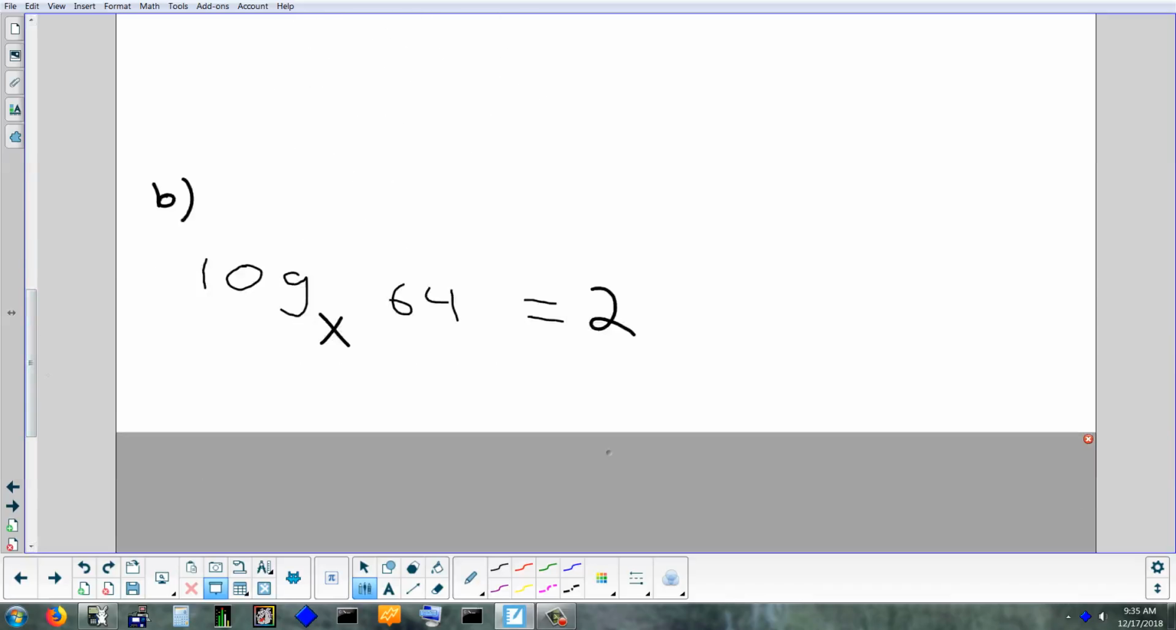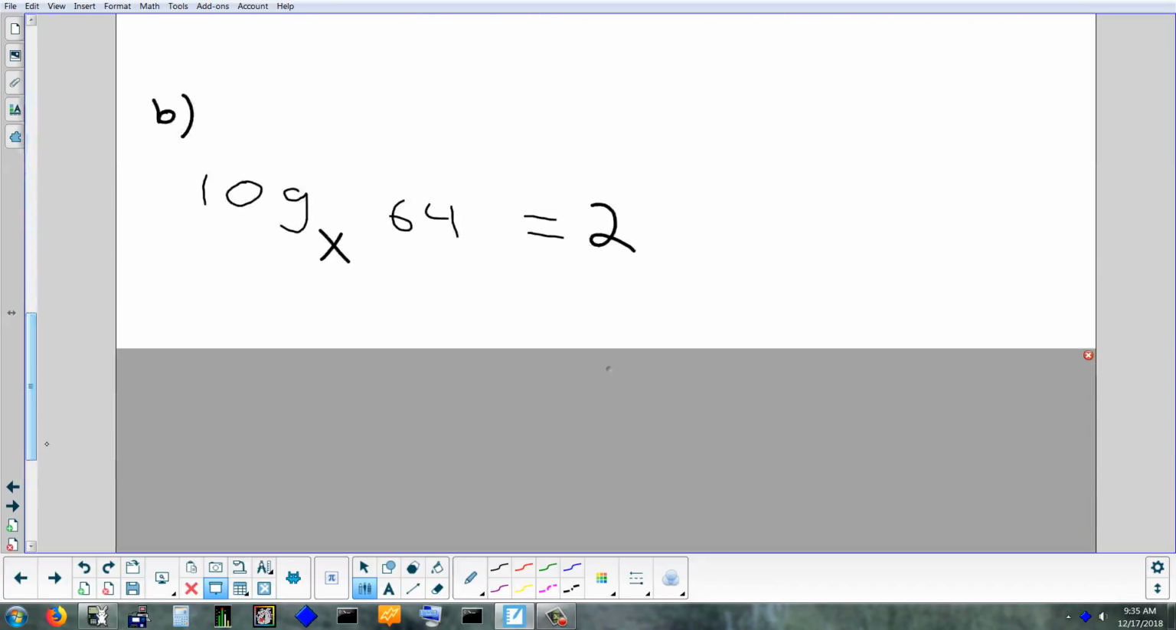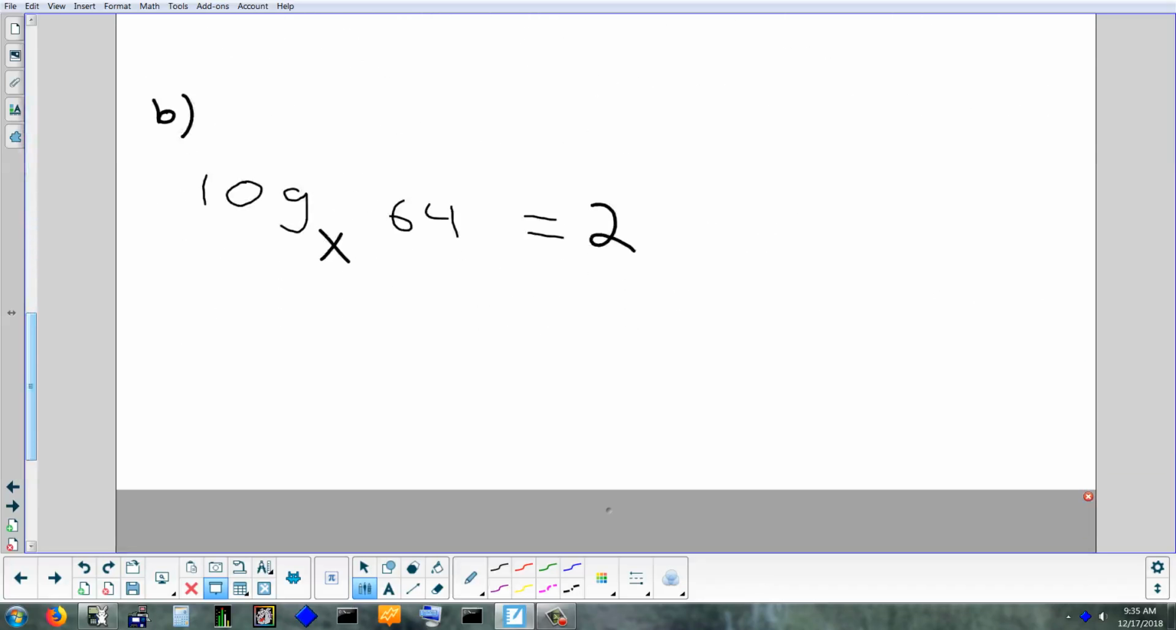It's the base. Look at this one. The variable was in the argument. So when the variable's in a different spot, something different is going to happen when you solve it. You're still going to go through the same first step, though. What's my first step with that equation? Change it to exponential. Yep.